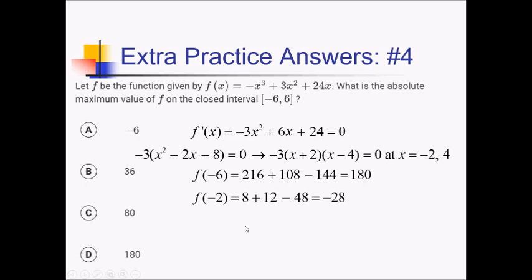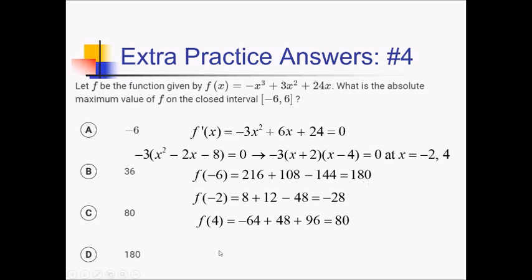Let's try 4. f of 4. That's going to be negative 64. And then 3 times 16 is 48 that we're adding. 4 times 24 is 96. So negative 64 and 48, that's going to be negative 16, plus 96 is 80. Also not the winner. So far, f of negative 6 is looking pretty good. But we got one more candidate to try out.